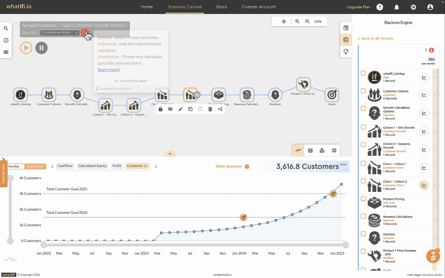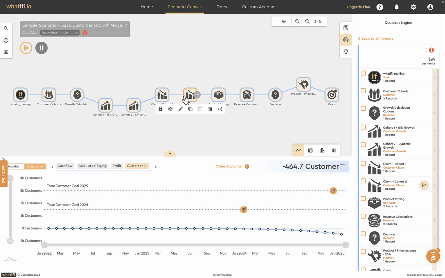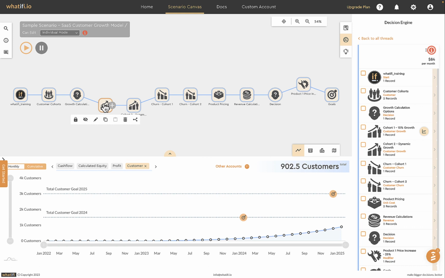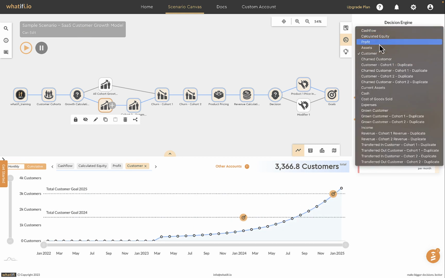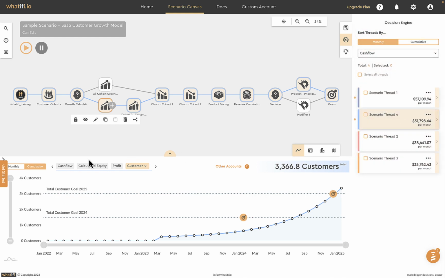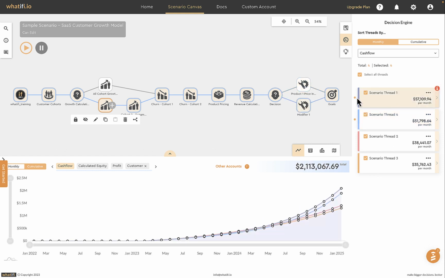If we want to drill in deeper, we can go into an individual mode here. And now we can look at just the churn in cohort 2, or just the churn in cohort 1, or just the growth in cohort 1. And this allows us to understand the levers that drive the overall scenario's success and the numbers that make up that success. And again, we can look at all these different accounts as needed, but if we go back to basic cash flow and the profitability of these scenarios, we're able to see which of these 4 scenarios is the most successful over time, and then we can make choices and decisions based upon those projections. And that's whatifi.